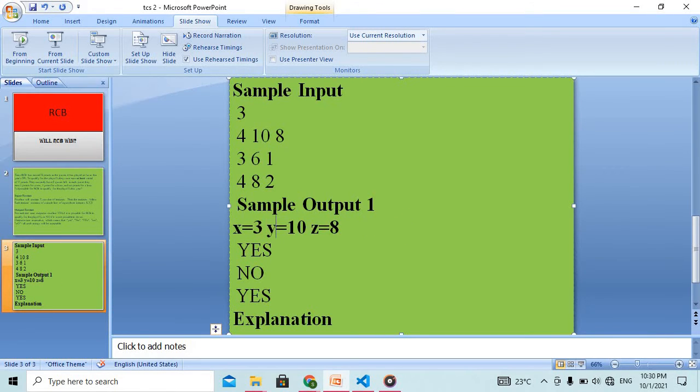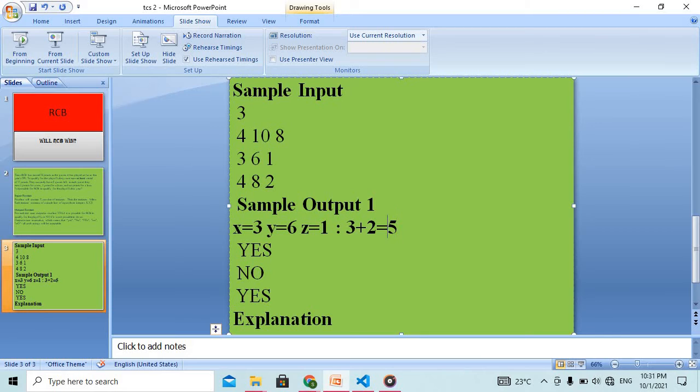In the second test case, we have X as 3, Y as 6 and Z as 1. If they win all the games that are left, they could still get only 2 more points. So 3 plus 2 is still 5 points, and they couldn't qualify for the playoffs because they need 6 points to qualify. So the output would be no.